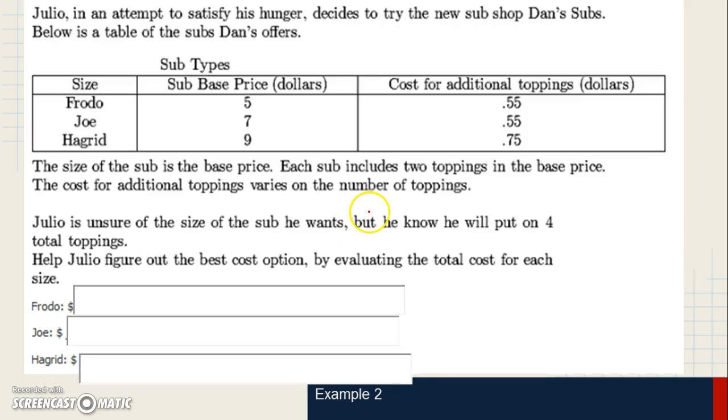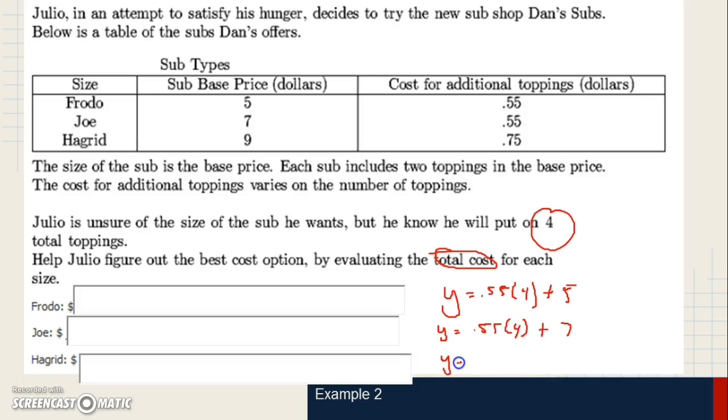Here's my next example. Same process again. I'm just going to go through it a little bit faster. I know that this is a similar style. I have 4 total toppings that I want. I'll create it for each equation. So I have my total cost, which is what I'm looking for. My total cost is going to be equal to 55 cents for 4 toppings plus 5. In the Frodo size, then my total cost will be equal to 55 cents times the 4 toppings plus $7 in the Joe size, and it'll be y equals 75 cents times 4 plus 9 in the Hagrid size.